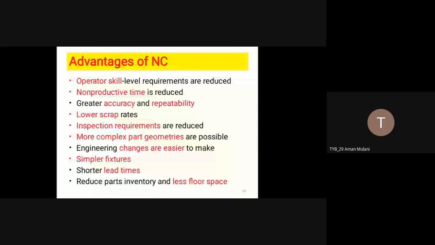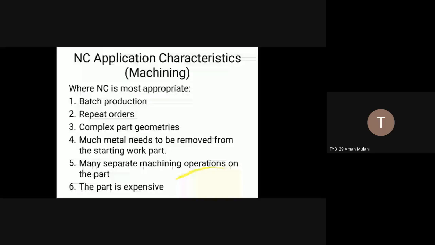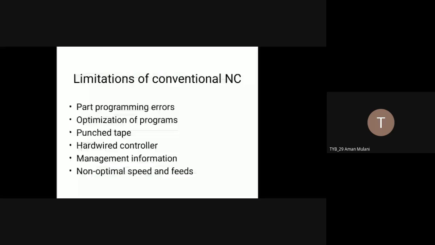Already we have discussed this. Then the limitations over the conventional system, like programming errors and the need for program optimization. We need some modification according to the signals given from the manufacturing system. Then punch tape making, hardwired controller, management information, and non-optimal speeds and feeds. So these are some limitations of conventional NC machines. To overcome these limitations, at that time the advanced level NC machines were developed. Until now we are using advanced level machining.